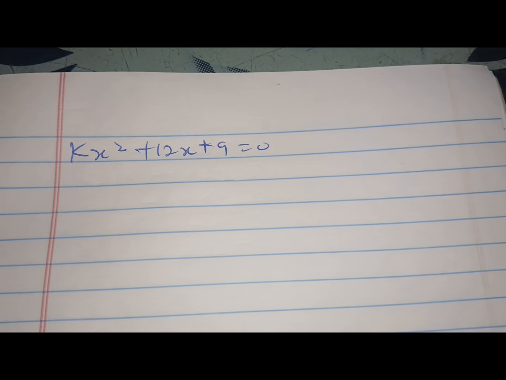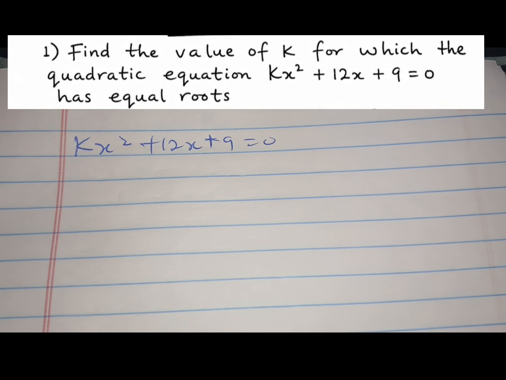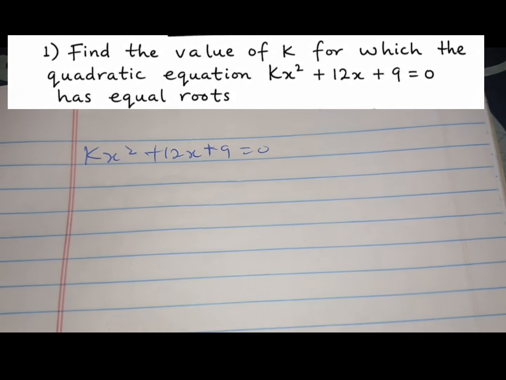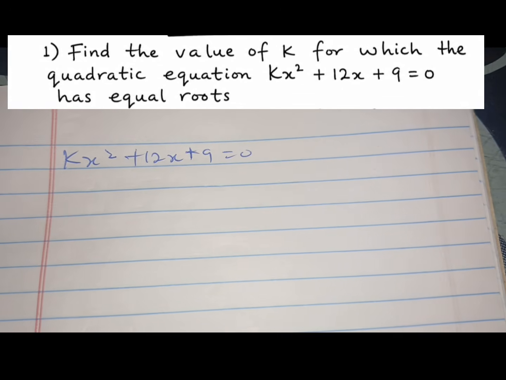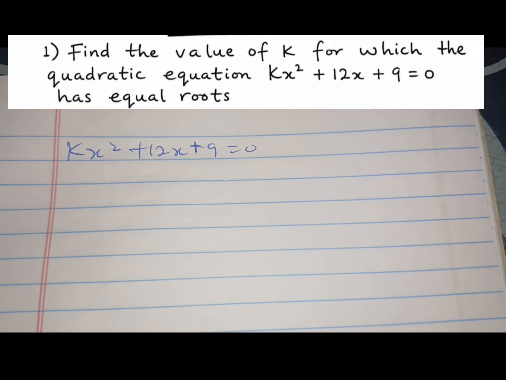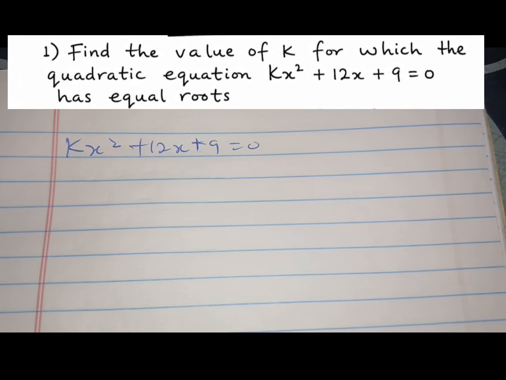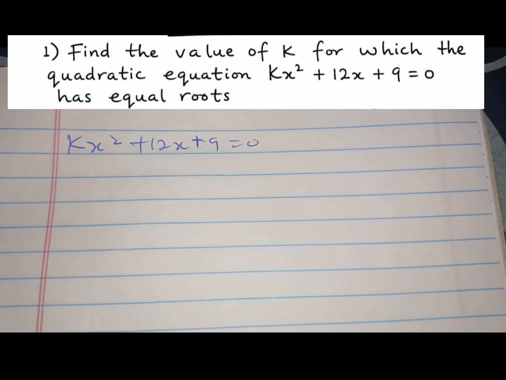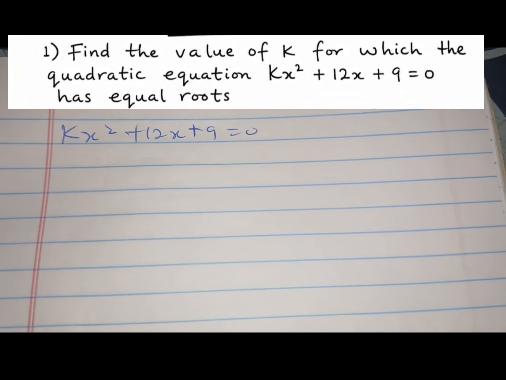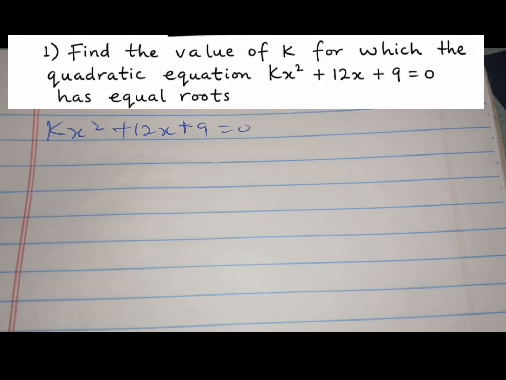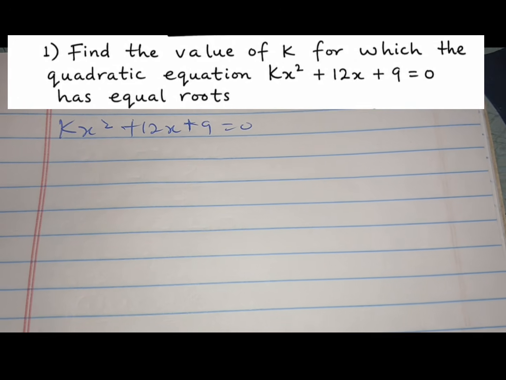Now from the question given, we're given two clues. We're given the equation, and then they said that the equation has equal roots. So in this case, the equation has equal roots, but we know that for an equation to get an equal root, then its discriminant should be equal to 0. So if that is the case, then let's find the discriminant out of this equation, then equate it to 0.